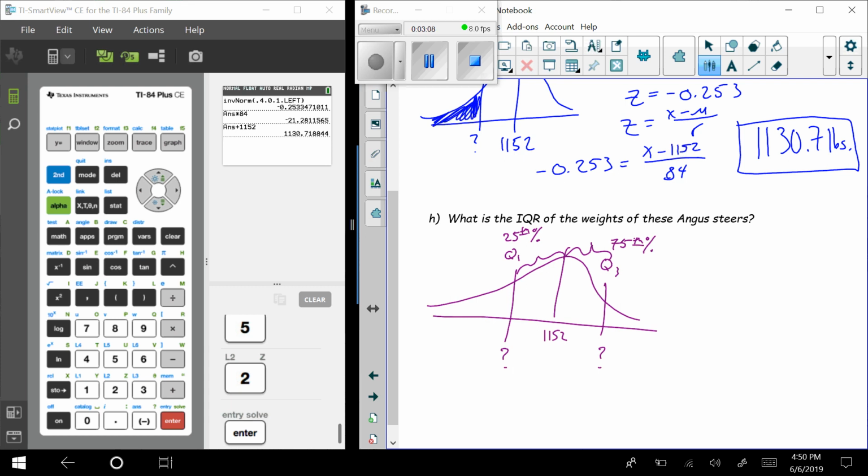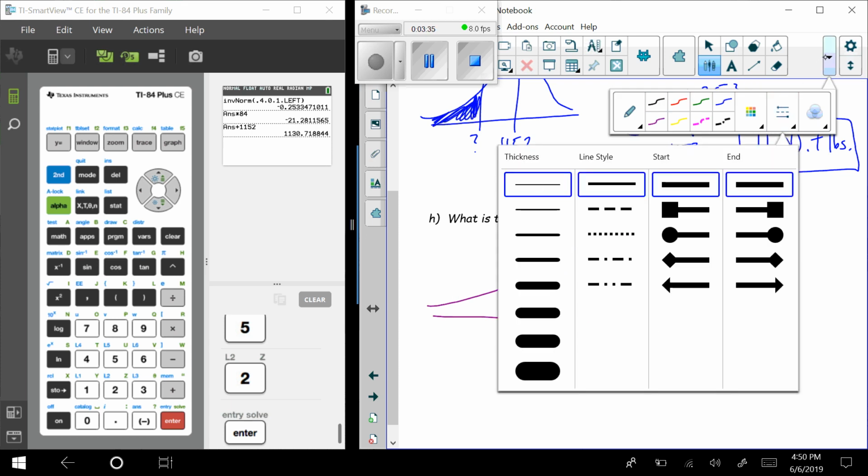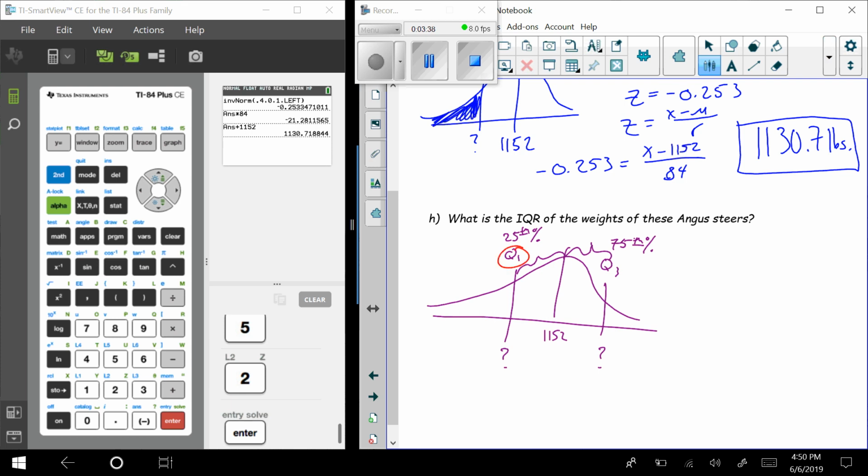Which means if I'm going to find Q1, I have to find Q1 first. Q1 is equal to the 25th percentile, and Q3 is equal to the 75th. So maybe I'll take a couple different colors here, and we'll try to color code this a little bit. Let's get red. Make sure it's nice and thin so you can read it. Now I'm going to do Q1 in red.